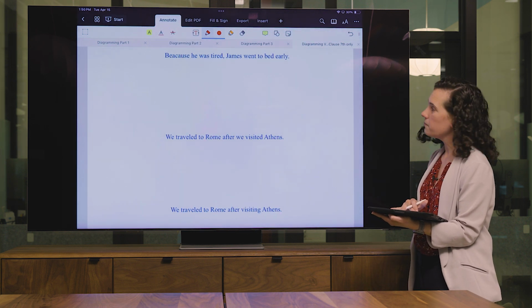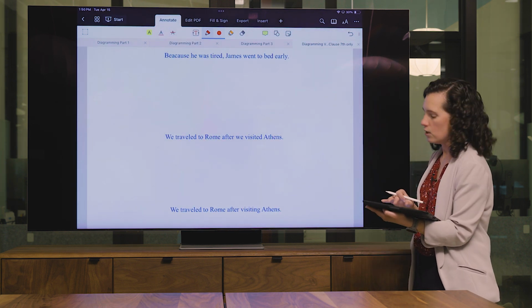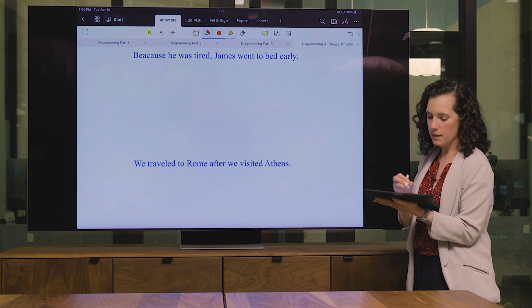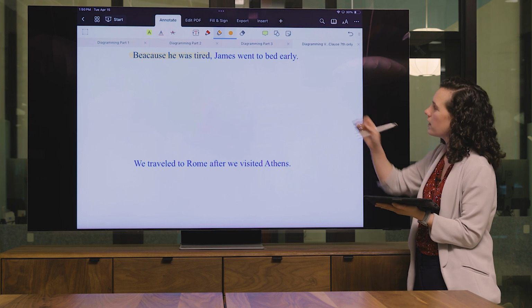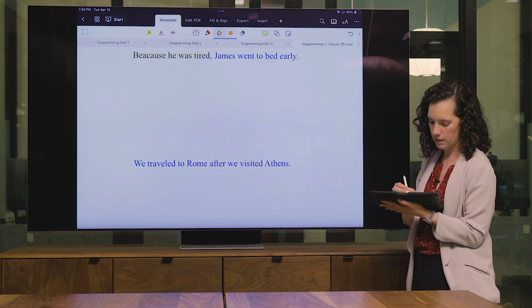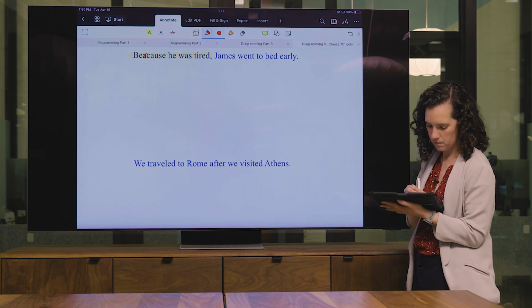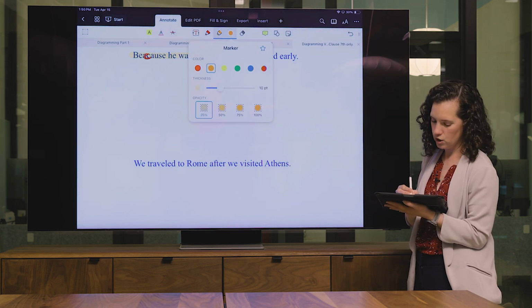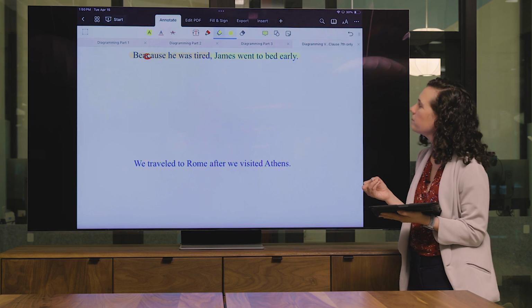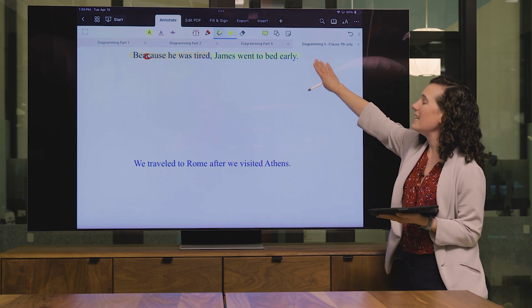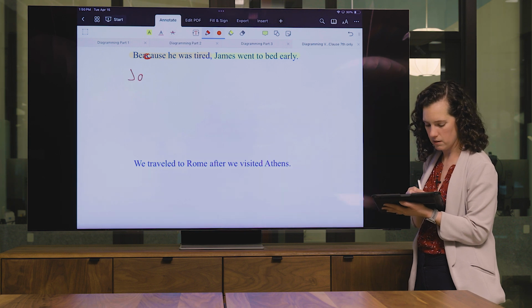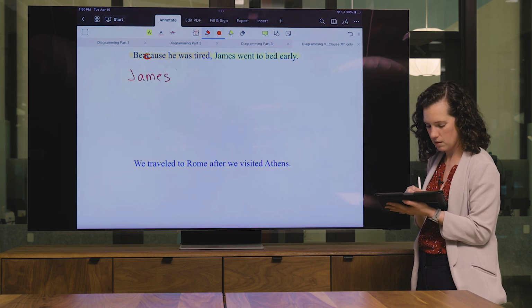Here's our first sentence. Because he was tired, James went to bed early. We have our dependent clause, which always starts with a subordinating conjunction, because, I have a typo here. And our independent clause, James went to bed early. We diagram our independent clause first. So first we're going to write James went.